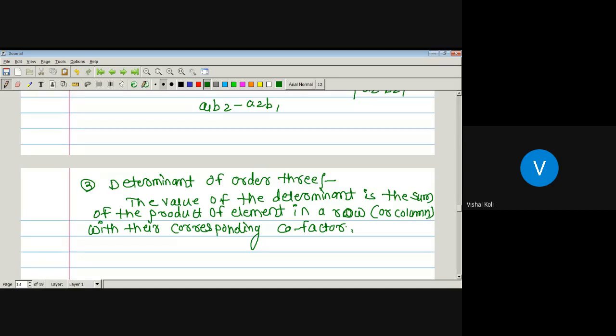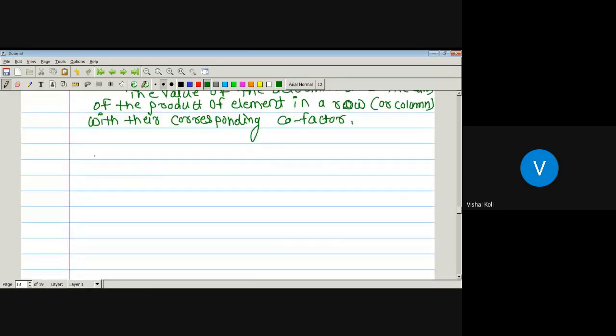Okay, let us see how to find out. If suppose we have a determinant of order 3. Okay, A1, B1, C1, A2, B2, C2, and A3, B3, C3.